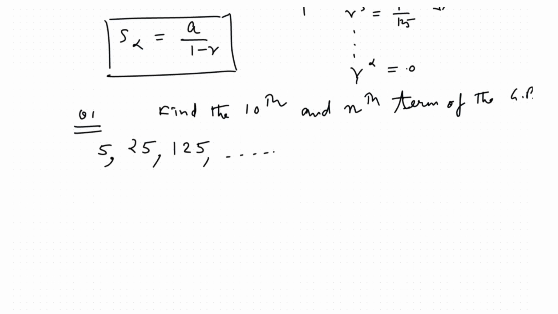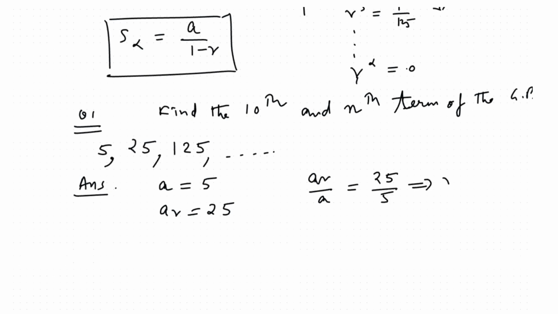Okay. So let us try to understand what we have learned in theory earlier. So what is my a? a is 5. So what is ar? ar is 25. So if I divide ar by a, I will say that it is 25 by 5. So what is my r? r is also 5. Now what is my series? The series is a, ar, ar square, ar cube, comma, ar to the n minus 1.